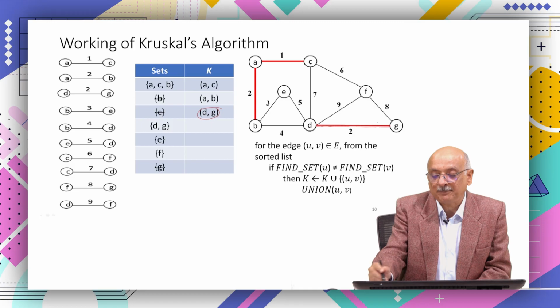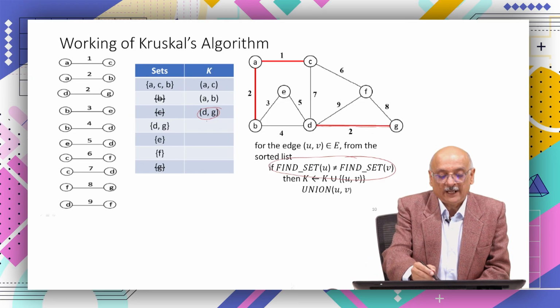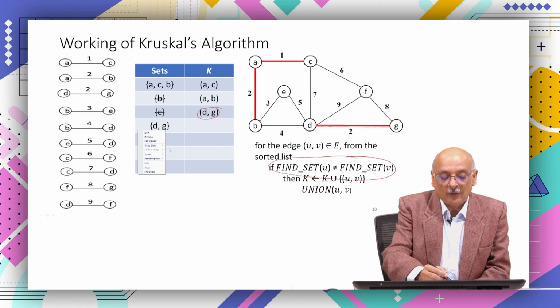Now this is a separate tree altogether. There are no cycles, right? Cycles are being determined by this particular statement. So you are getting this particular node as a separate node, and DG has now become one particular set. Now what is next?